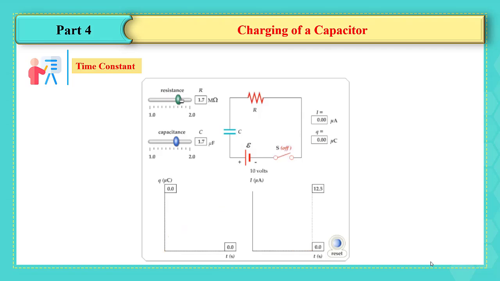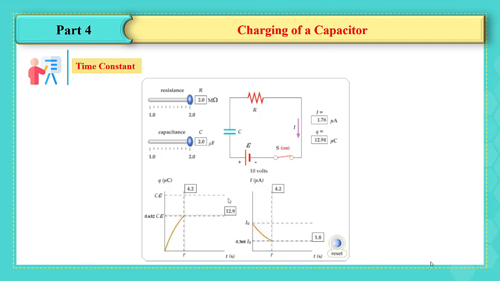Now I'm going to increase R till it reaches 2 mega ohm and the capacitance till it reaches also 2 microfarad. Close the switch and then record the value of tau again. In the three previous values that we have seen, tau is increasing with the increase of R or of C. Now I've increased R and C together. We are going to see what happens to the value of tau. Tau also increases, and in this case it is equal to 4 seconds.